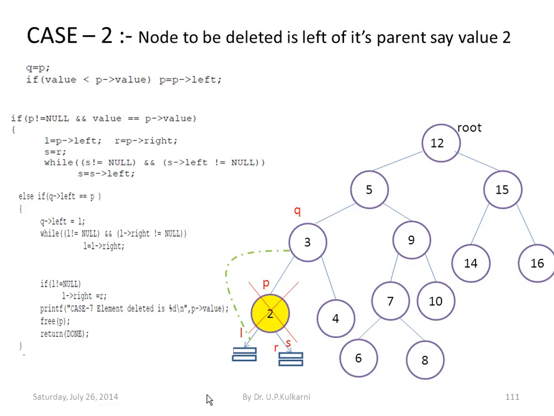Hope you understood this. After doing all these things, this node gets deleted, freed, and the subtrees continue to exist. That means whatever right subtree was there for the node which you have deleted becomes the right subtree of this particular node, and this is linked to this. Linking the right subtree of the deleted node to this one is being taken care of by this particular segment. You can try this by drawing different diagrams and check whether the code is working fine or not. Hope you understood case number 2.